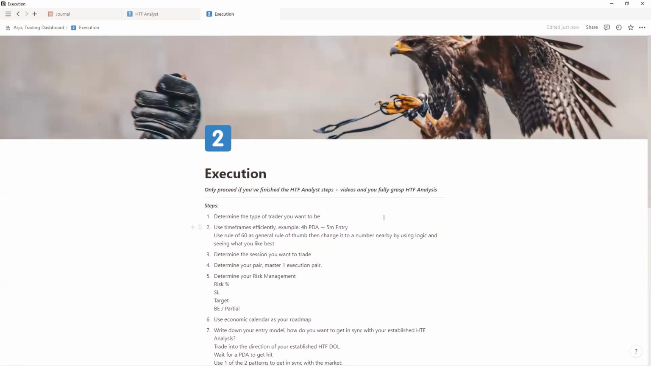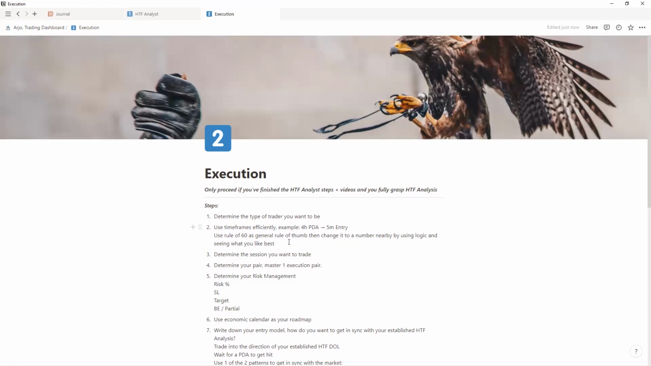For example, what are my time frames? 4-hour PDA, 5-minute entry. So I have a time frame for my PD arrays, and that's the time frame I monitor. If we are not in a 4-hour PD array or not even close, I don't monitor price on the 5-minute, because it will start creeping at me. I'll start seeing opportunities that are not there, and then I'm just the rabbit that's bound to get eaten by a big eagle. So very important again: use the rule of 60 as a general rule of thumb, then change it to a number nearby using logic and seeing what you like best.